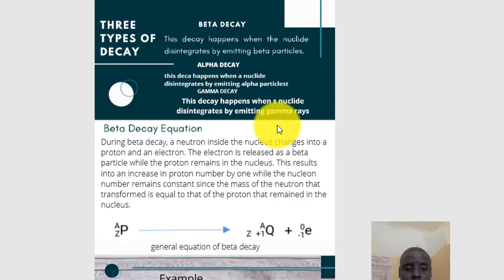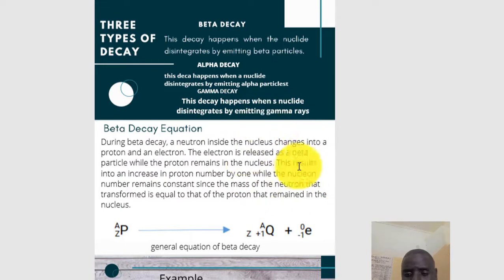Okay, so let's go into details and look at beta decay. So what really happens during beta decay? During the process of beta decay, a neutron inside the nucleus, as we know, neutrons are found in the nucleus of an atom, changes into a proton and an electron. Now, the electron is released as a beta particle. It is not allowed to remain in the nucleus. So it is released as a beta particle, while that proton remains in the nucleus.